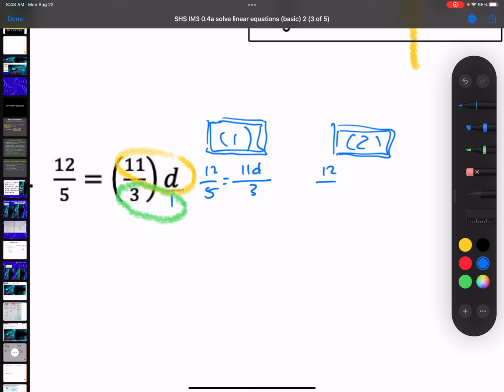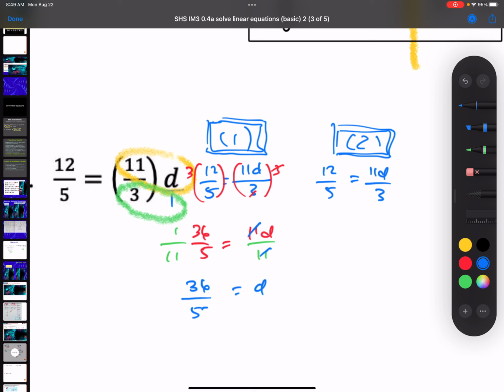Okay, so in this first way, I'm going to do it the long way, and then I'll do a shorter way, okay? I can multiply by 3. So I get 36 over 5, 11D, and then I divide by 11, and I'll get D equals 36 over 55.